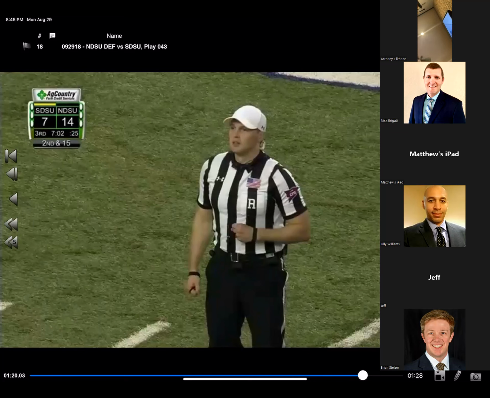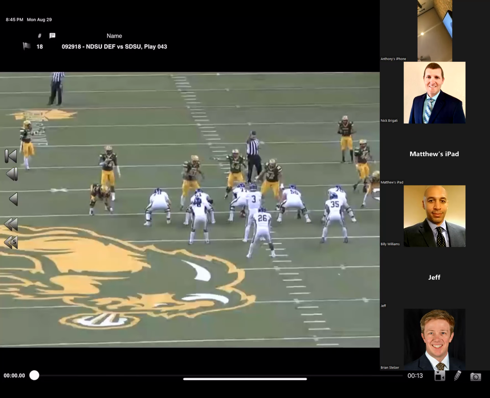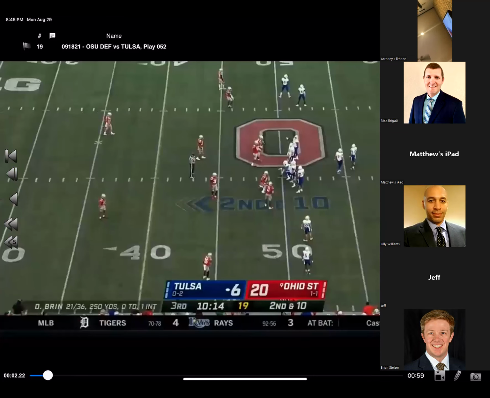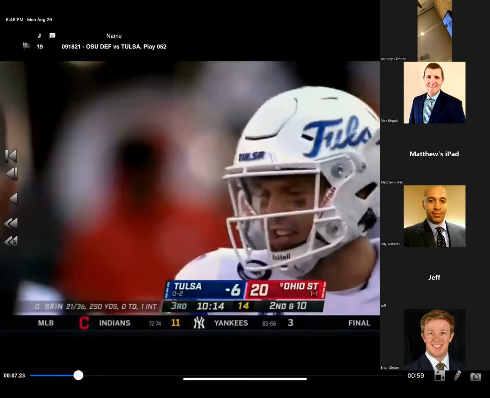Pass or fumble. We went over a couple things on intentional grounding, but I want to show you a couple plays on a different aspect of it. We can look at fumble or incomplete pass, but we cannot get involved in intentional grounding.